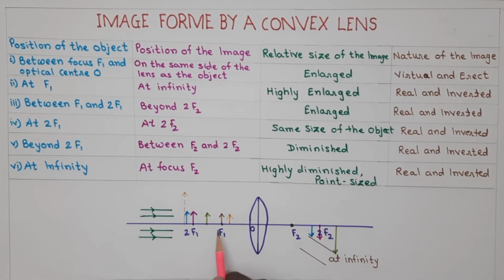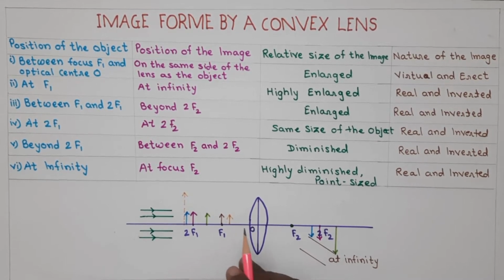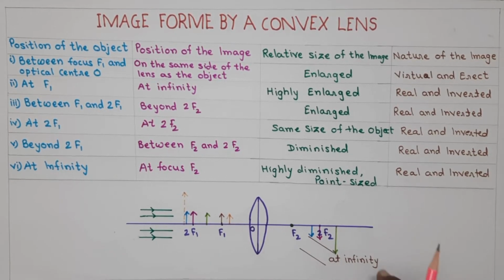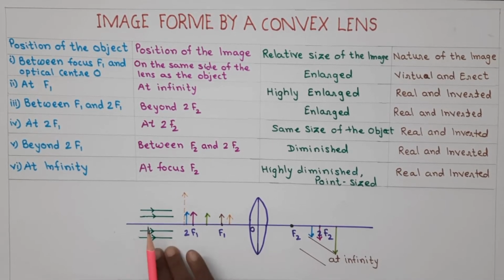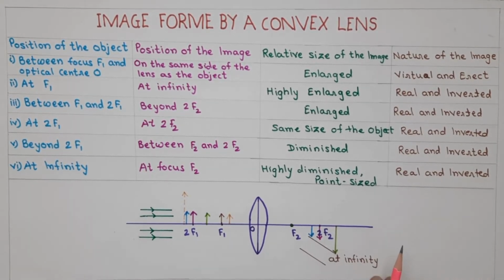Okay. Then next, the object is at f1. When the object is at f1, now the image is starting to form at the right side. It is at infinity. That means the image has moved from the left side to the right side. Now we will move away from the lens further. This object is kept between f1 and 2f1. So where is the image formed? From infinity it has come to beyond 2f2.